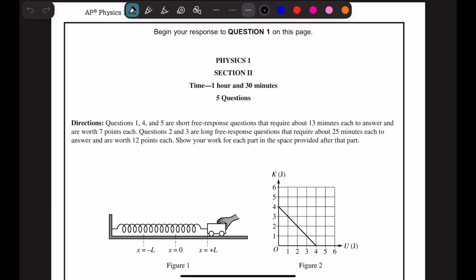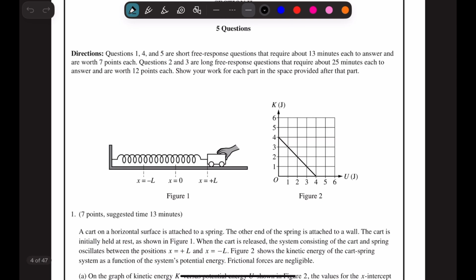So, directions. Questions 1, 4, and 5 are going to be short FRQ problems that require 13 minutes each to answer and are worth 7 points each. Questions 2 and 3 are long FRQ questions that require 25 minutes each to answer and are worth 15 points each. Show work for each part in the space provided after that part.